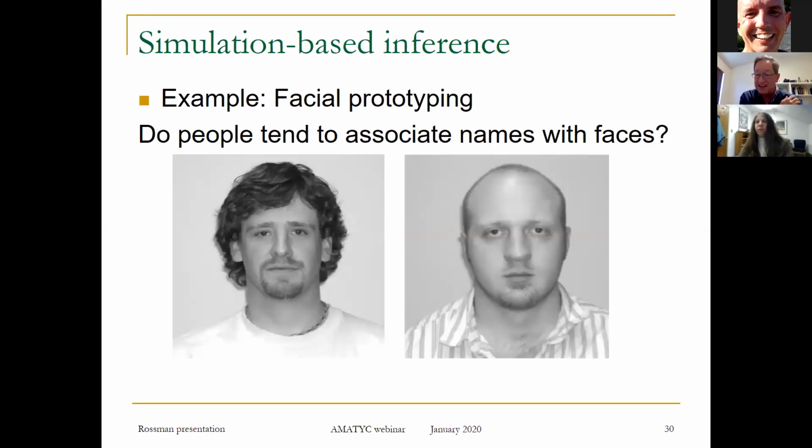Let's move on to statistical inference. And we'll start with simulation-based inference. And we'll start with a real study. There's two faces. I saw these faces in a psychology journal article several years ago now about a phenomenon called facial prototyping, which is the idea that people tend to associate certain names with certain facial characteristics and vice versa. So I collect data from the students. I show them these two faces.